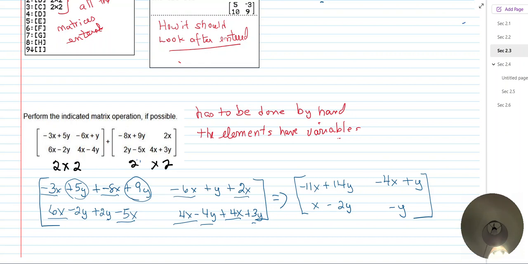Ooh, bad math there. That's 8x. Sorry about that. 4x plus 4x is 8x. Oh, what is wrong with your instructor?